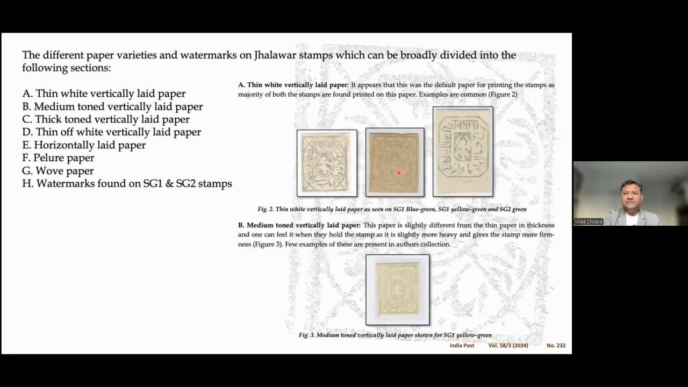Here you will see the most common, found on thin white vertically laid paper. Here are the three examples: the blue green, the yellow green for the first issue, as well as for the second issue.